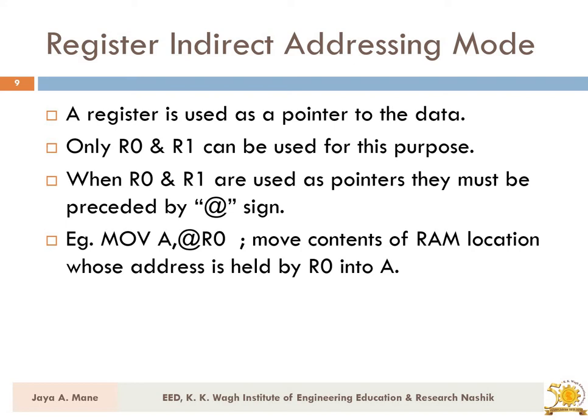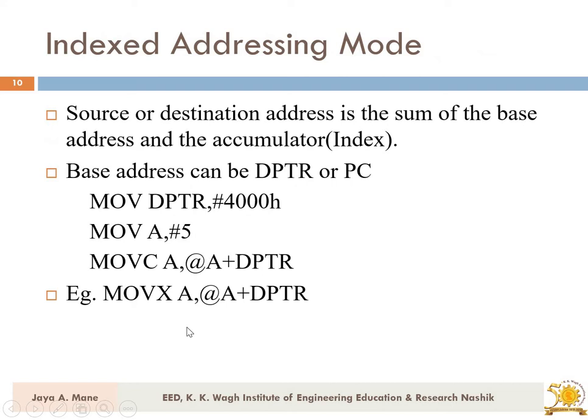This is a very interesting addressing mode, mostly used in most applications, because it gives you the benefit that you can point to any location from where you want to fetch the data. So that is your register indirect addressing mode. Then the next one is the indexed addressing mode, where the destination or source address is the sum of the base address and the accumulator. We'll understand it with an example.